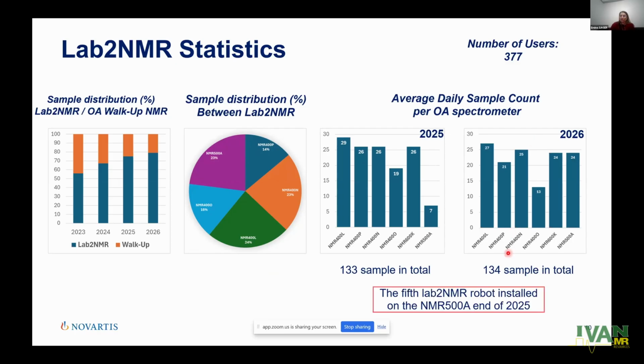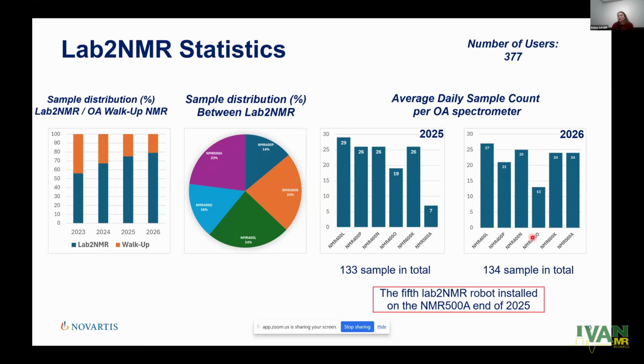The big difference that we have this year, at the end of 2025: this spectrometer here, this 500, was changed from non-lab-to-lab to lab-to-lab. It was a standard sample jet on it, but only about 7 samples were measured in a day on this spectrometer. We decided to put it in lab-to-lab. It was installed at the end of 2025, and you can see now the distribution is more homogeneous. You have approximately 20 samples per lab-to-lab system.